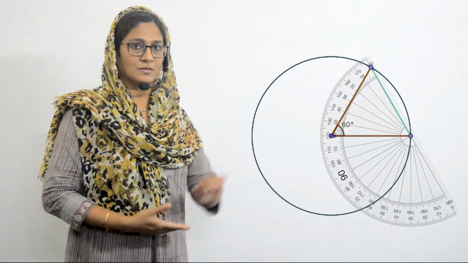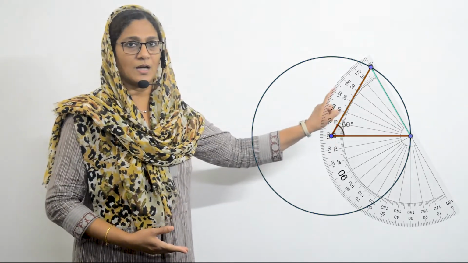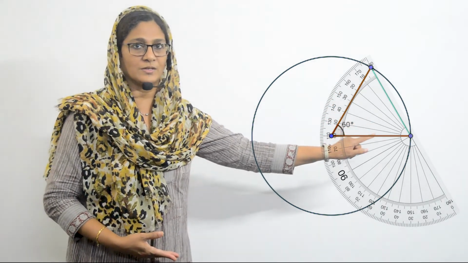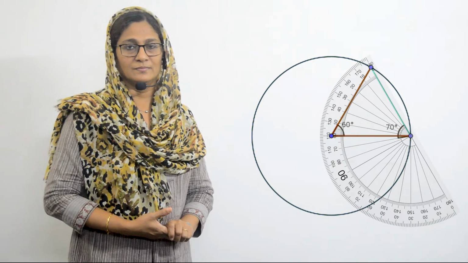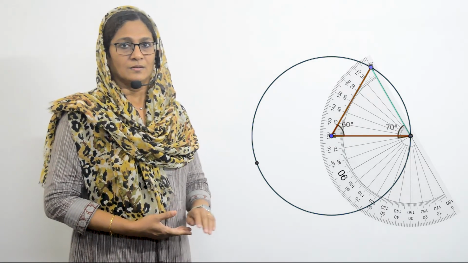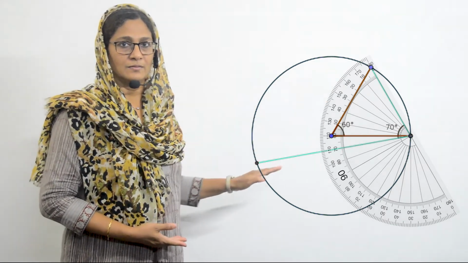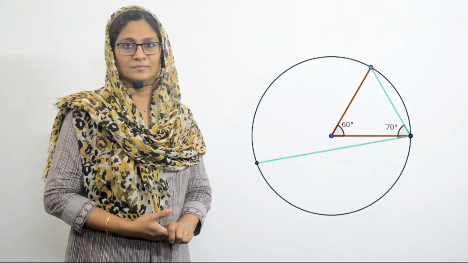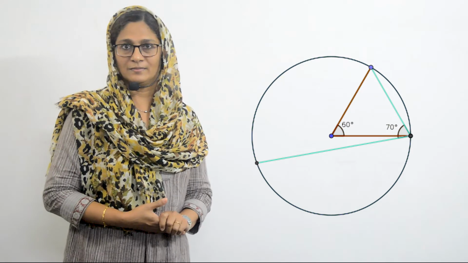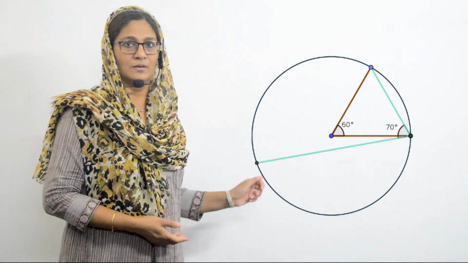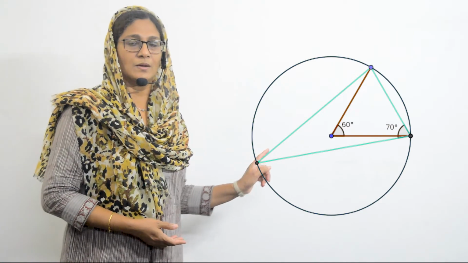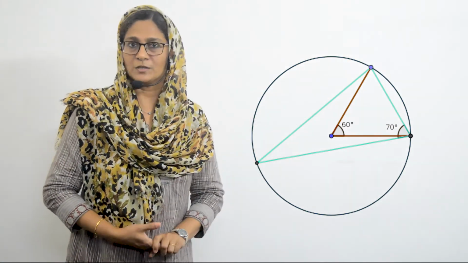Using a protractor, I am going to construct an angle of 70 degrees on one end. Making the angle, it cuts the circle at a point. So that's my 70 degree angle. Now let me join this point and complete the triangle to the first point.